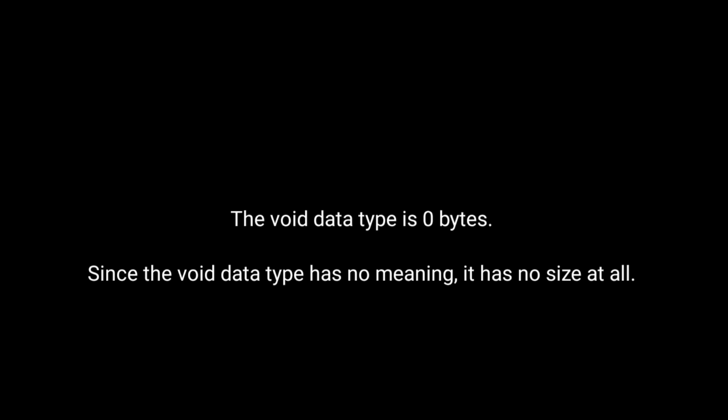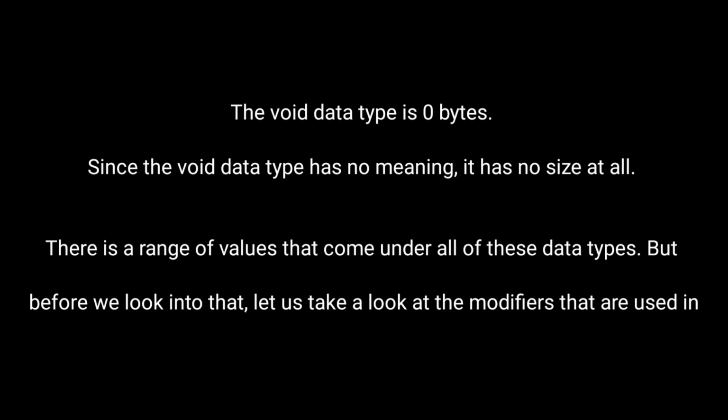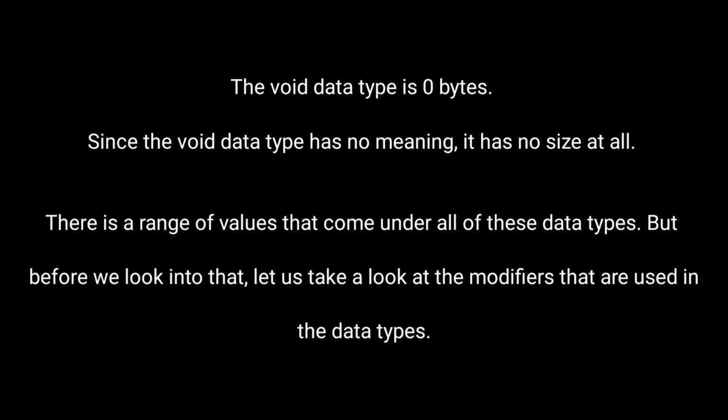Fifth one is the void data type, with 0 bytes. Since the void data type has no meaning, it has no size at all. There is a range of values that come under all of these data types. But before we look into that, let's take a look at the modifiers that are used in the data types.